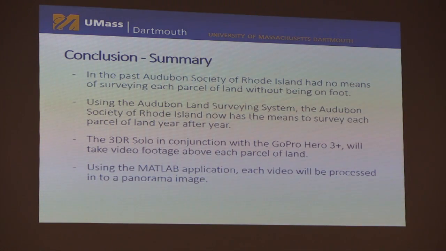So in summary, in the past, the Audubon Society had no means of monitoring land besides on foot. This is really hard when you have buildings surrounding land and you can't get to it without knocking on all the neighbors' doors and asking them if you can go on the land. But using our Audubon land surveying system, we now have a means to survey this land once a year, every year, and they can get accredited by the Land Trust Alliance. So the 3DR Solo, in conjunction with the GoPro, takes video footage above each parcel of the land, and then we use the MATLAB code to process the data and create a panorama image.